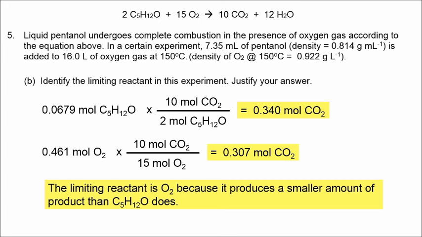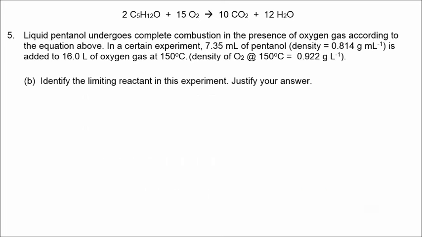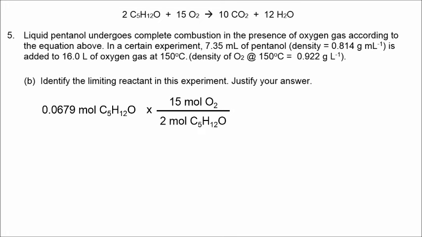Another way you could have answered this question is you could have converted one reactant into another. It would look something like this. So I'm going to go ahead and take the moles of pentanol and convert that into moles of oxygen using the 15 to 2 ratio from the balanced equation. Now I get an answer of 0.509 moles of oxygen that are required to react with all of the pentanol.